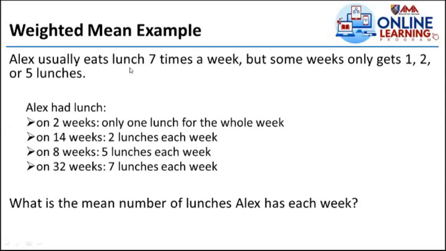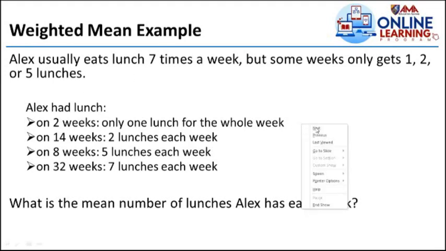Alex usually eats lunch 7 times a week. But some weeks he only gets 1, 2, or 5 lunches. Alex had lunch, no? On 2 weeks, only 1 lunch for the whole week. On 14 weeks, we have 2 lunches each week. Tapos on 8 weeks, we have 5 lunches each week. On 32 weeks, we have 7 lunches each week. What is the mean number of lunches Alex has in each week?